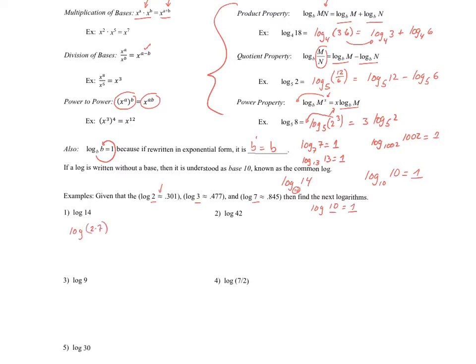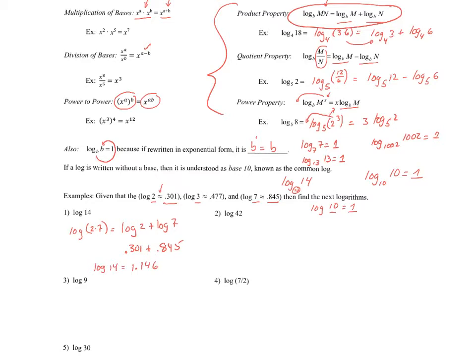Now, the log of a product property says that I can break this log up into two separate logs. I can rewrite this as the log of 2 plus the log of 7, right? That's this property right here. Now, log of 2, I know what that value is. That's 0.301. Plus the log of 7, which is 0.845. And I'm getting these values from up top here. So if I add those two together, I'm going to get 1.146. And so therefore the log of 14 equals 1.146.